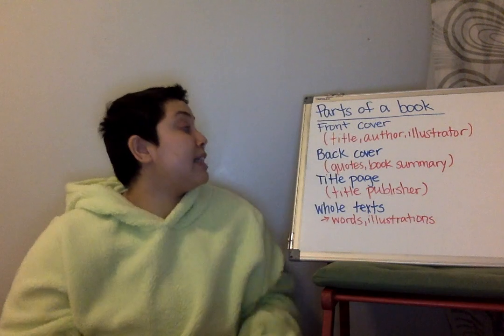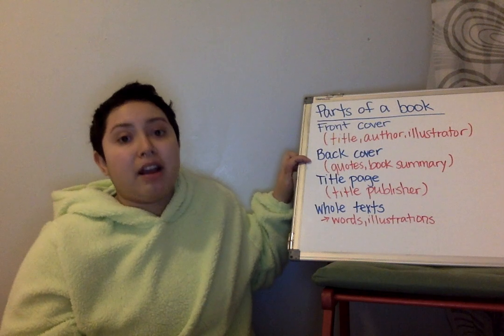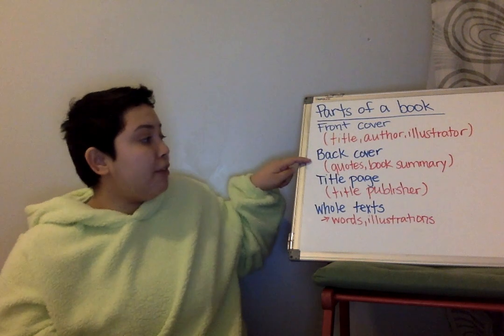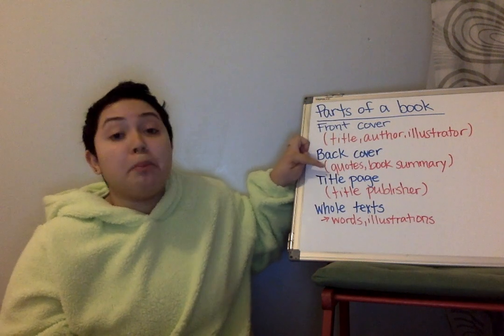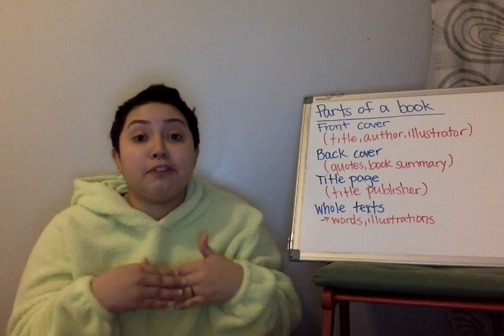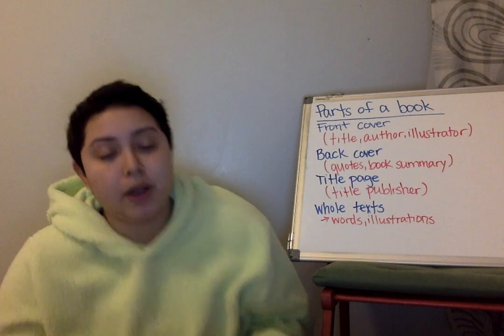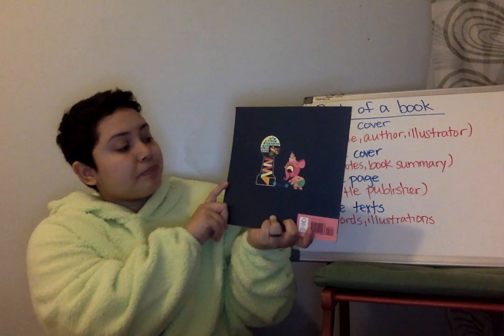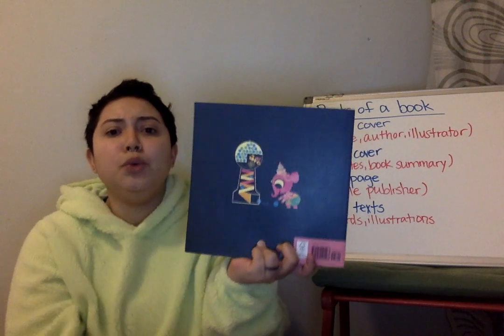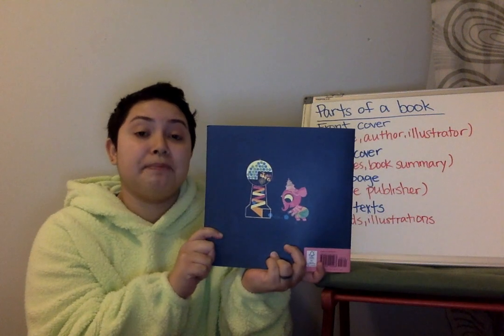Now, the next thing that we're going to do is we flip our book over and we look at the back cover. On the back cover, we might see quotes from the book. We could see a summary or a small piece of information about the book. Now, we don't always see that for all of our books. Let's see. What do you notice about this back cover? Yeah, all I see is an illustration.